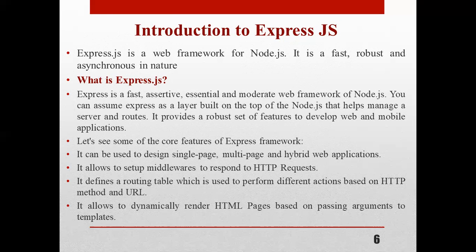It also allows setting up middlewares to respond to HTTP requests, and middlewares for connecting to the database. Whenever a client sends any request, we have to connect that request to the server or to the database through middlewares. So there are some middlewares in Express.js. It also defines a routing table which is used to perform different actions based on HTTP method and URL. It allows dynamically rendering HTML pages based on passing arguments to templates.